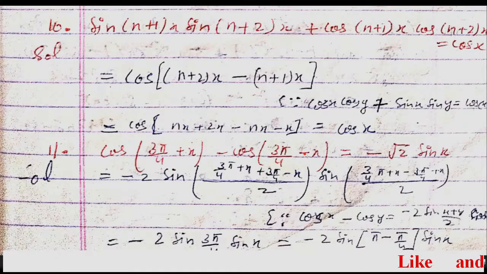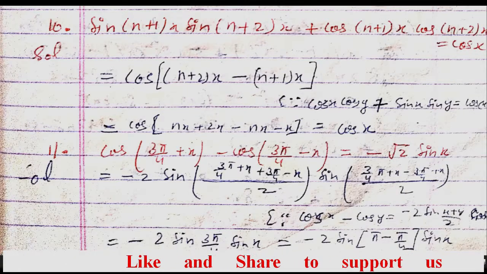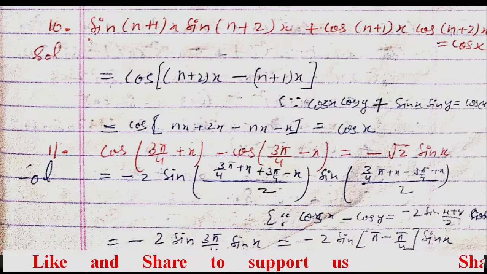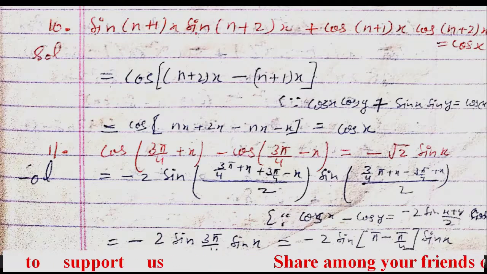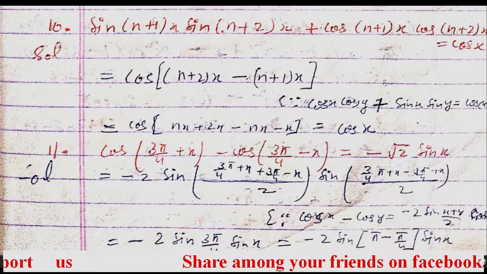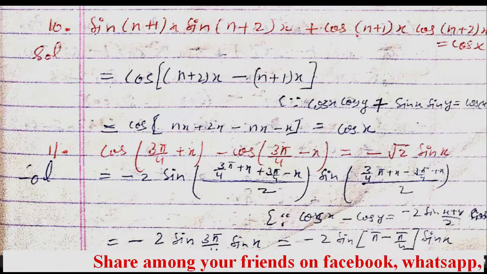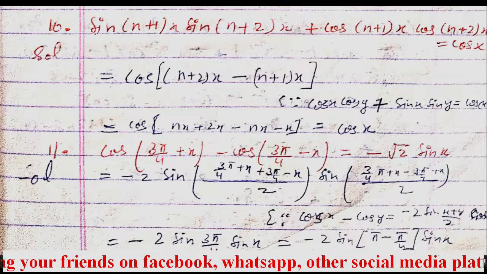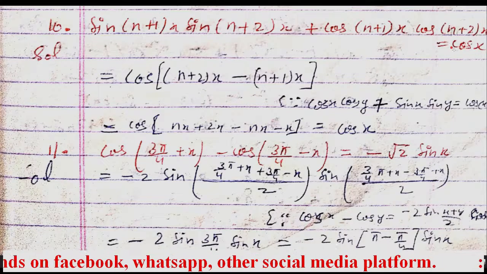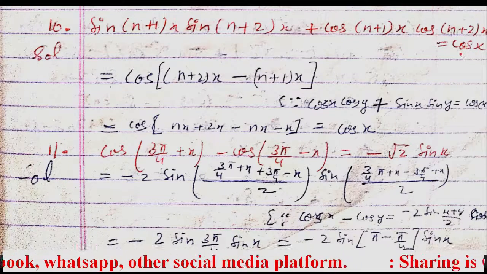Hello everyone, I am going to explain some questions from exercise 3.3 from 11th class maths. So we will start from question number 10. In question number 10 we have to prove sin(n+1)x multiplied by sin(n+2)x plus cos(n+1)x multiplied by cos(n+2)x is equal to cos x. So this result we have to bring.